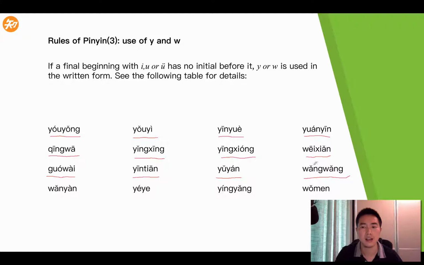Pay attention. There are two third tones here. So the first one should become the second tone when you pronounce it. Okay, read after me one more time. 往往。Okay, the next ones. 晚宴，爷爷，营养，我们。Okay, this is the use of initial Y and initial W.